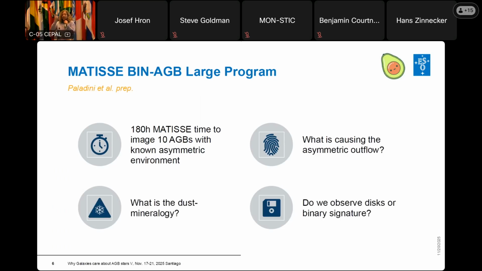And so the BIN-AGB large program is a program where we had 180 hours of MATISSE time to image in detail 10 AGB stars between 3 and 13 micron, more or less. Then we had to cut it to 11.5, but that's another discussion. The question we wanted to answer is, what is causing this asymmetric outflow? And even more, what is the dust mineralogy? And do we have disks or signatures of binaries?